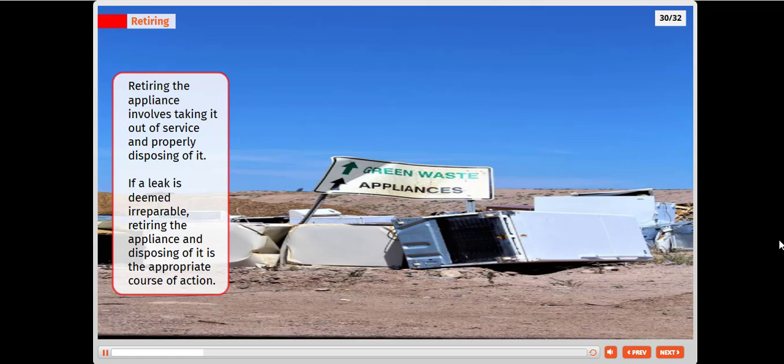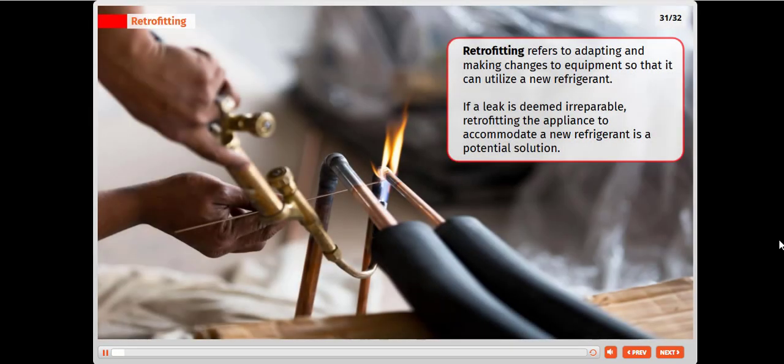Retiring the appliance involves taking it out of service and properly disposing of it. If a leak is deemed irreparable, retiring the appliance and disposing of it is the appropriate course of action. Retrofitting refers to adapting and making changes to equipment so that it can utilize a new refrigerant. If a leak is deemed irreparable, retrofitting the appliance to accommodate a new refrigerant is a potential solution.